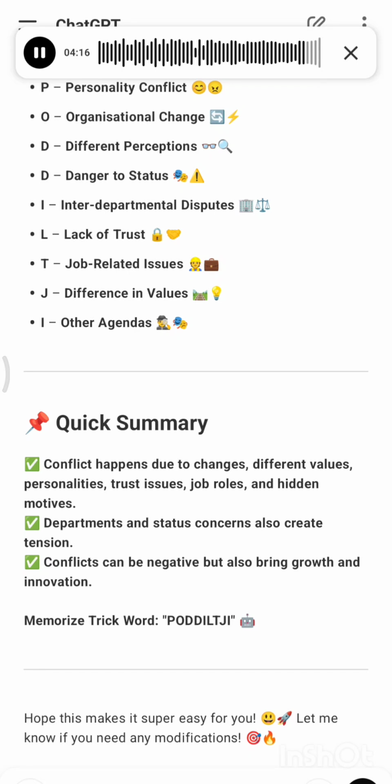Quick summary. Conflict happens due to changes, different values, personalities, trust issues, job roles, and hidden motives. Departments and status concerns also create tension. Conflicts can be negative, but also bring growth and innovation.